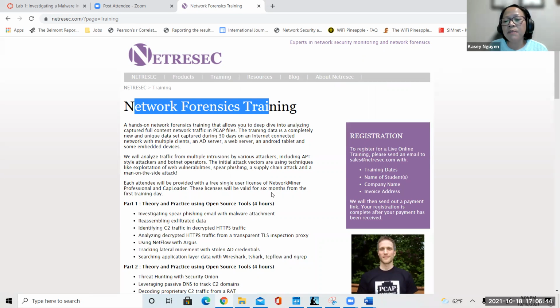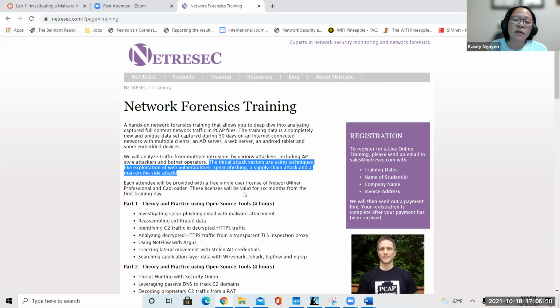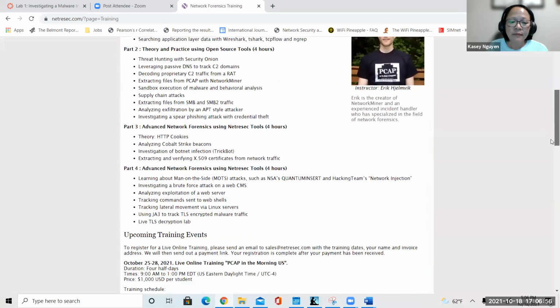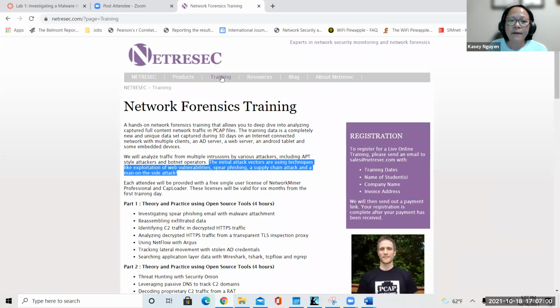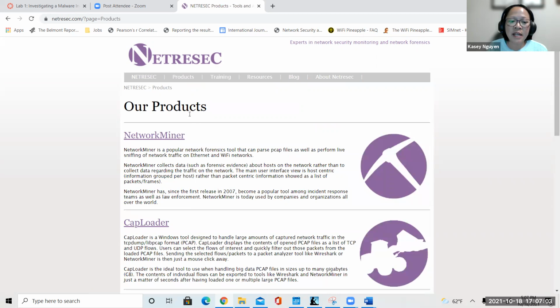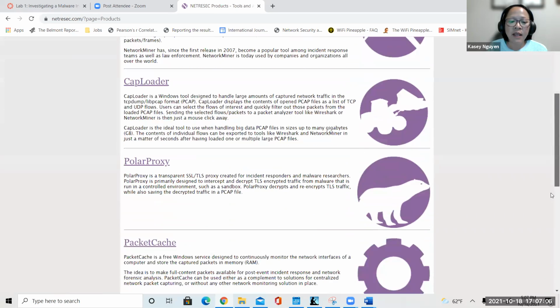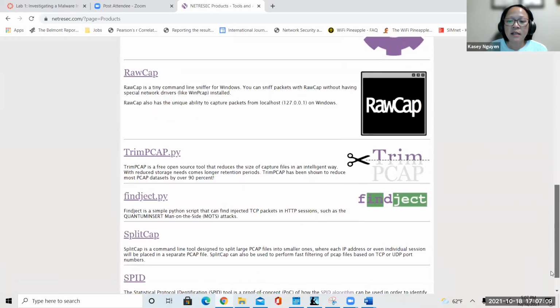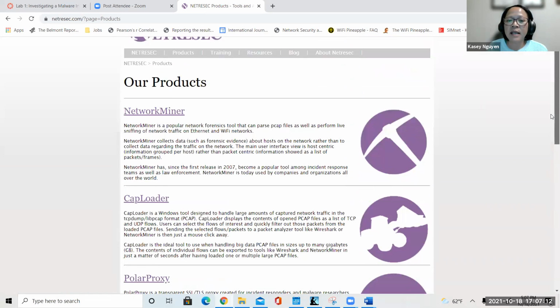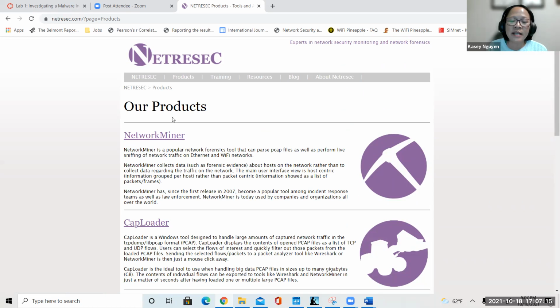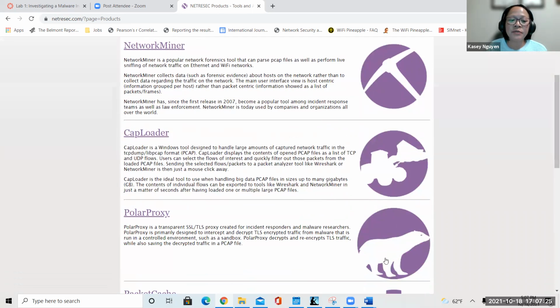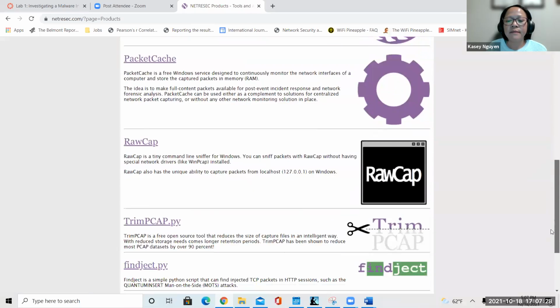The people who wrote this were really doing some investigation with things like vector attacks. I know some of the training material is outdated, but you can look at CapLoader, PacketCache, and Polar Proxy. There are specific areas that certain parts of the tools can do. The whole deal is that if you get the professional version, it comes as a suite, but you can also get the individual tools that you can use.